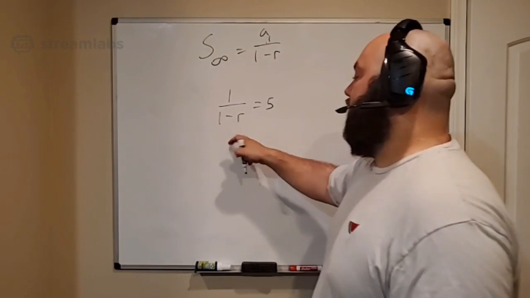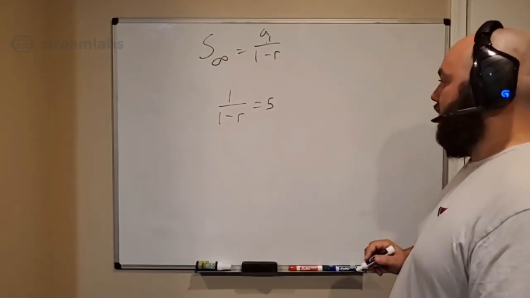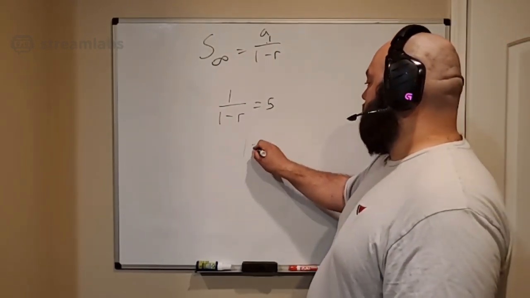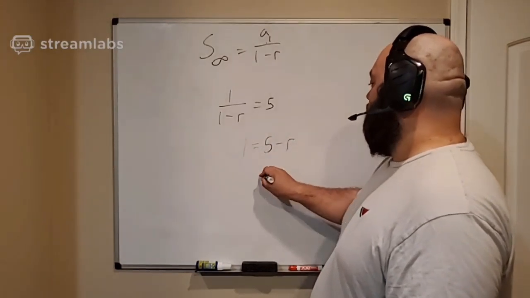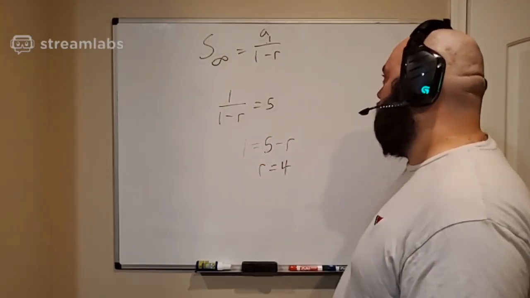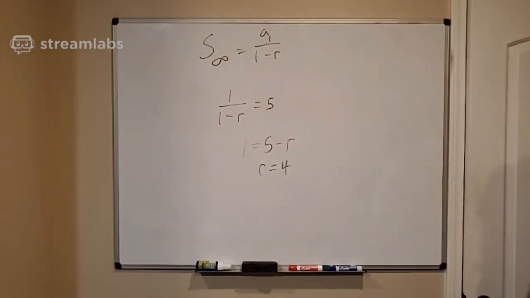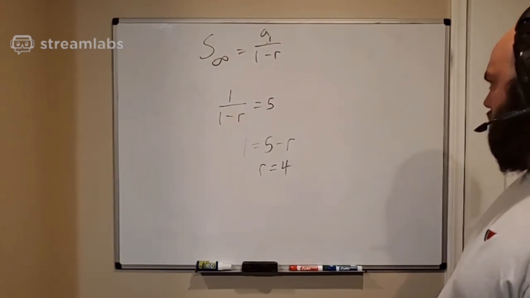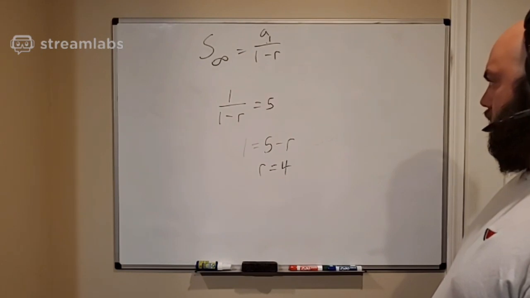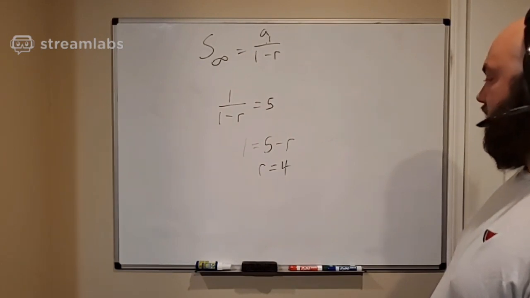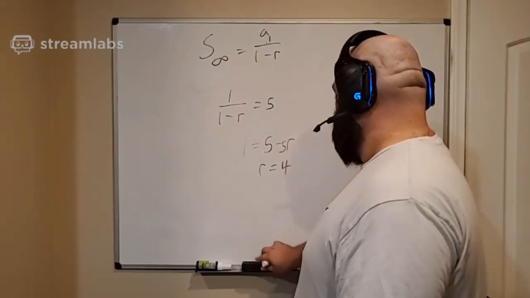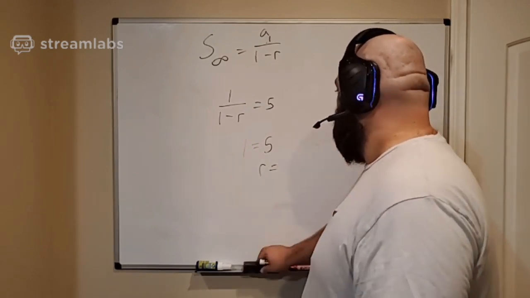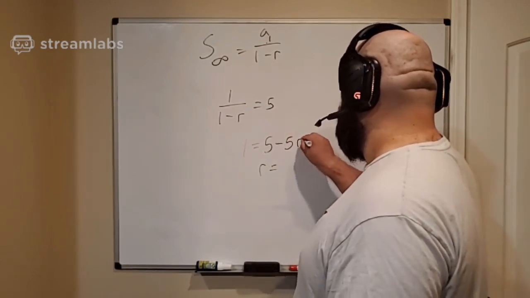So you get 1 is equal to 5 minus r, r is equal to 4. That doesn't make sense. I did something wrong. 5 minus 5r. There we go. I can multiply, guys, I promise. So r is 4/5. That's much better.